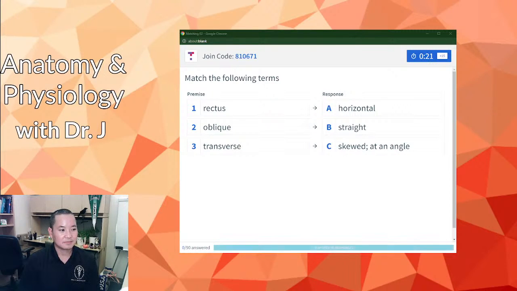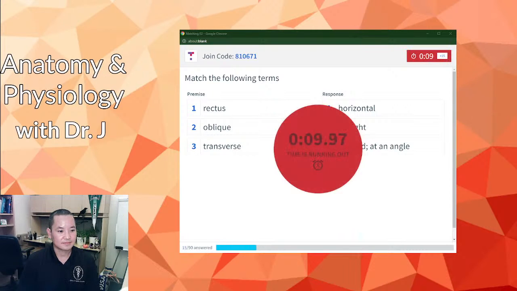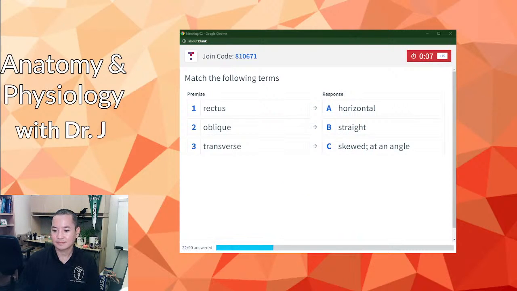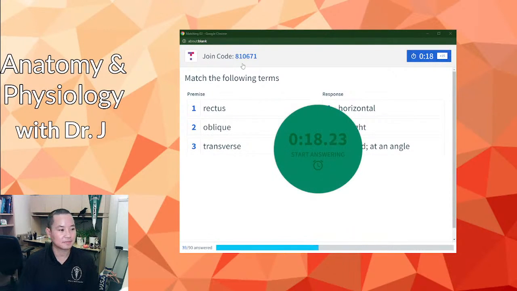So rectus, oblique, and transverse. Let's add a bit more time.